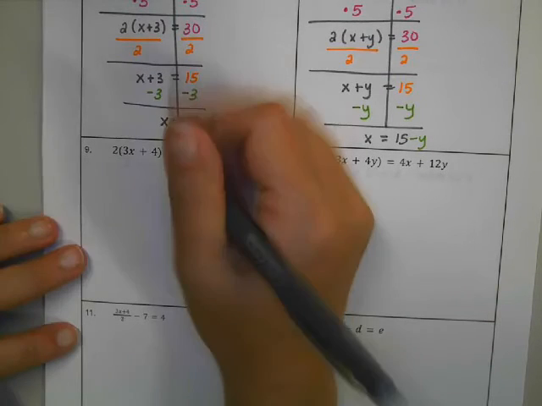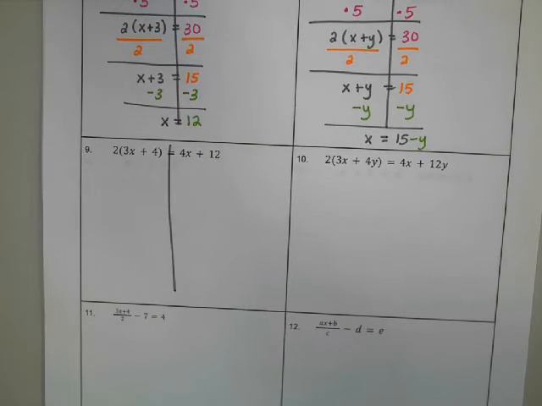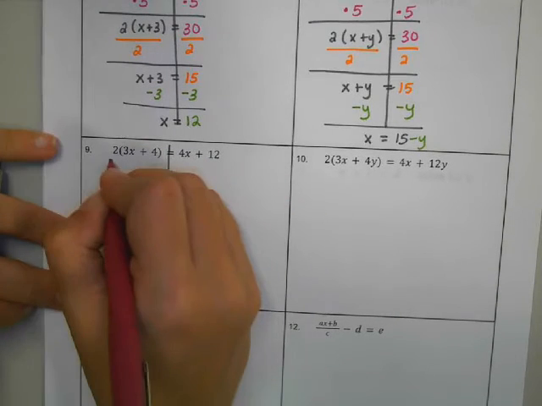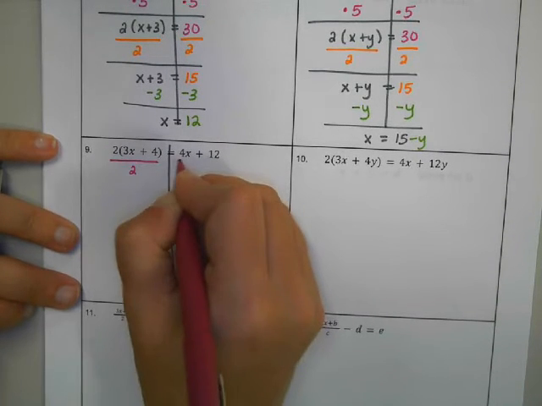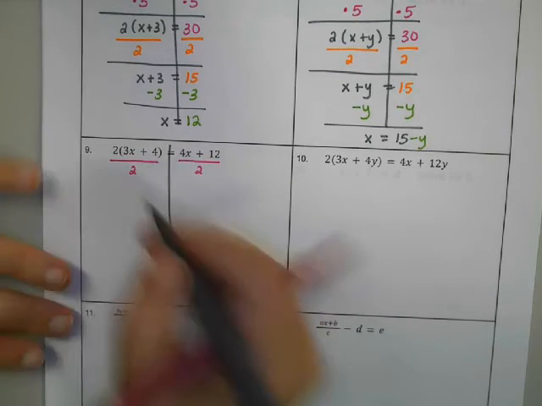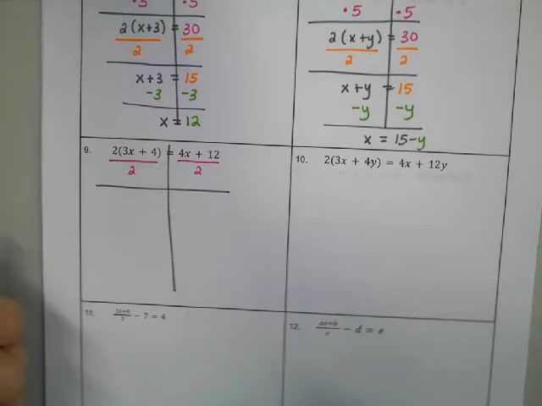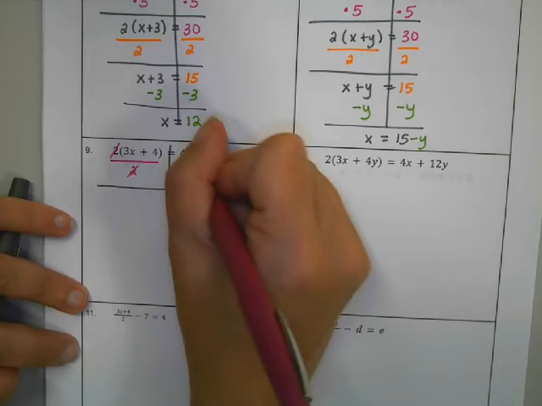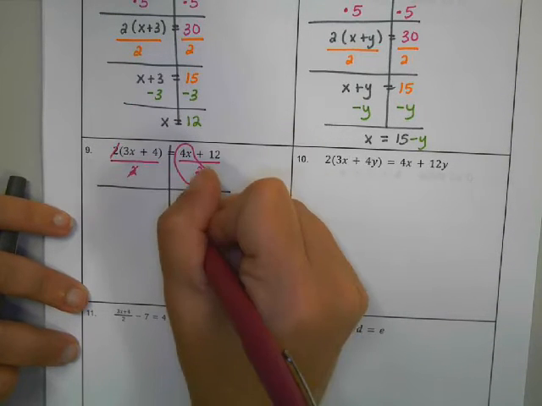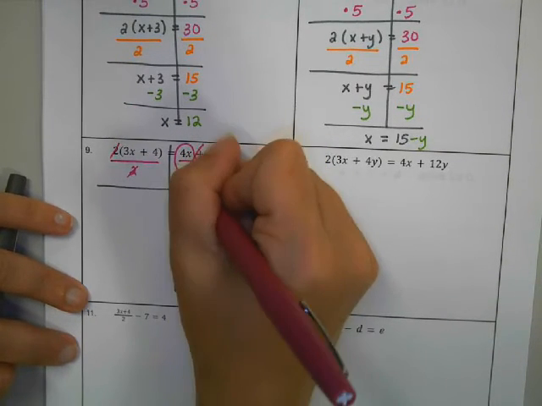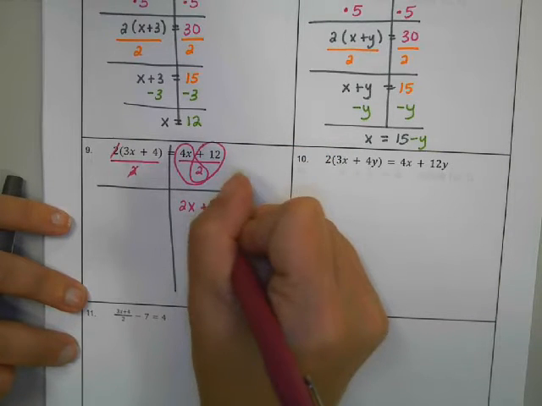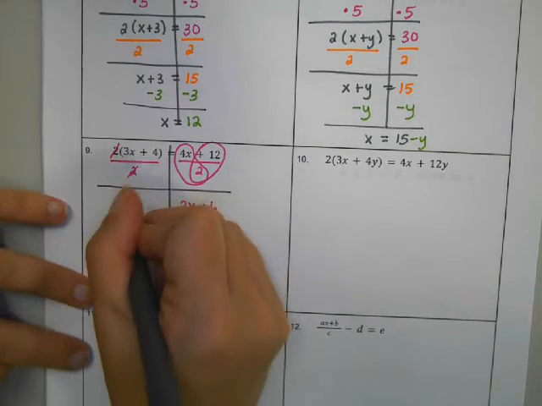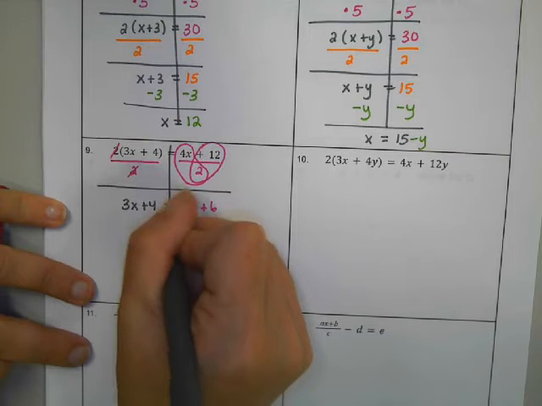In problem number 9, I'm going to draw a vertical line through my equal sign. The first thing that I would do in this problem would be to divide by 2. And the reason I'm going to divide by 2 is to get rid of the parentheses. And this works out because the 4 and the 12 are both divisible by 2 nicely. So 4 divided by 2 gives me 2x, and 12 divided by 2 gives me 6. And on the other side, I just drop down my 3x plus 4.